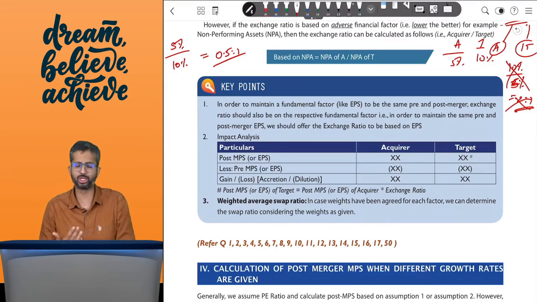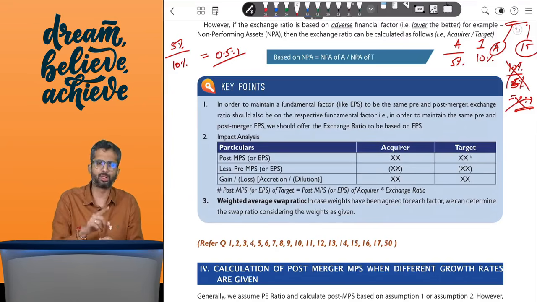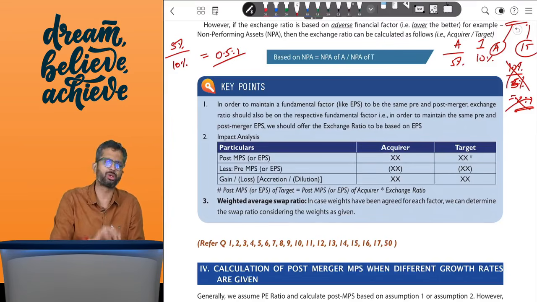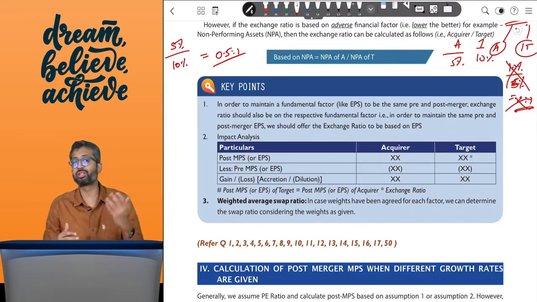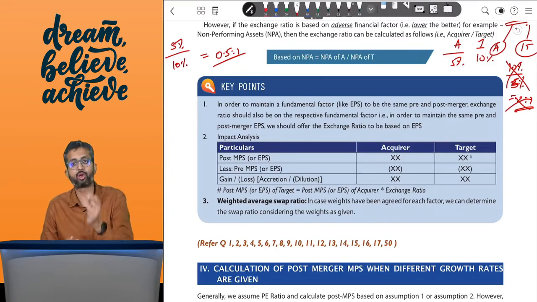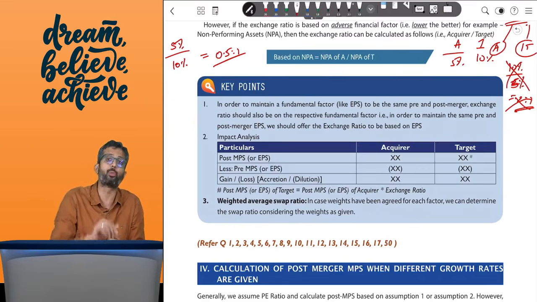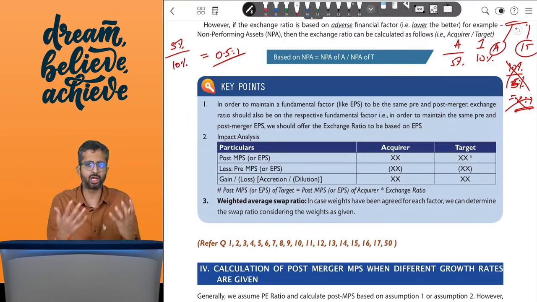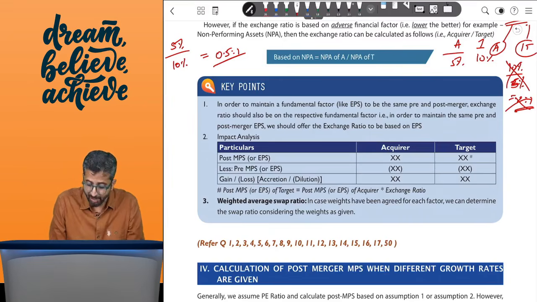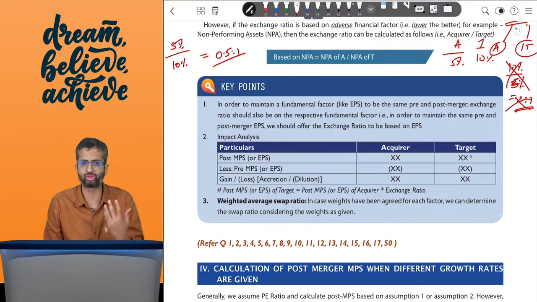Now the challenge over here is, in case of an acquirer, pre-merger, one share of the acquirer was there, post-merger that shareholder still holds one share of the acquirer. But let's say the exchange ratio was 0.5:1, then for the target, if pre-merger I was holding one share of the target, post-merger I will not be holding one share of the acquirer, I will be holding just 0.5 shares of the acquirer. And hence for the target, if I want to do impact analysis, I will take the exchange ratio adjusted price, exchange ratio adjusted EPS.